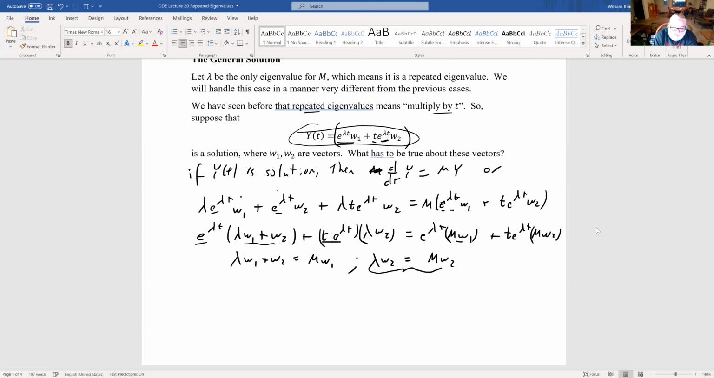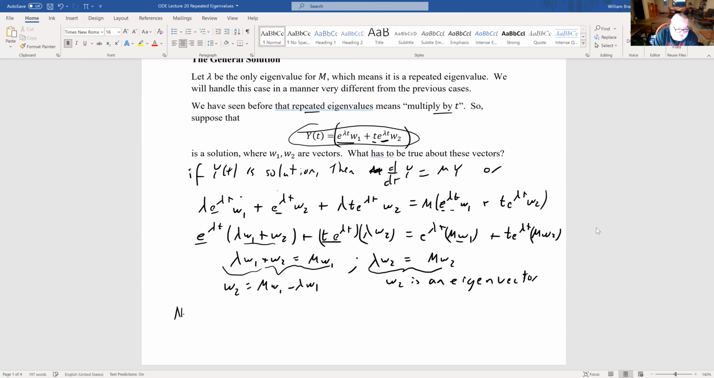This has the nice fact that w2 is an eigenvector, because that's what it means to be an eigenvector. That's the eigenvector equation. It becomes important for graphing, but not so much for the solution. This gives you a way to solve for w2: w2 equals m w1 minus lambda w1.